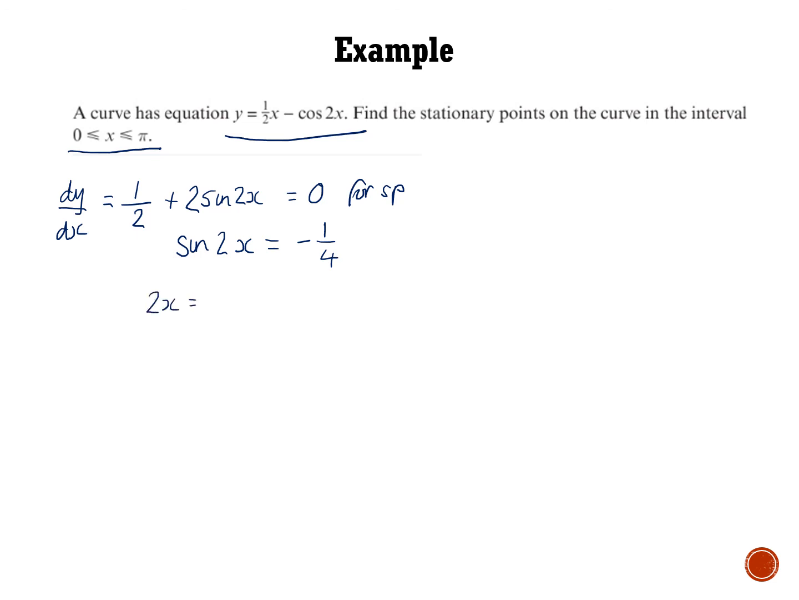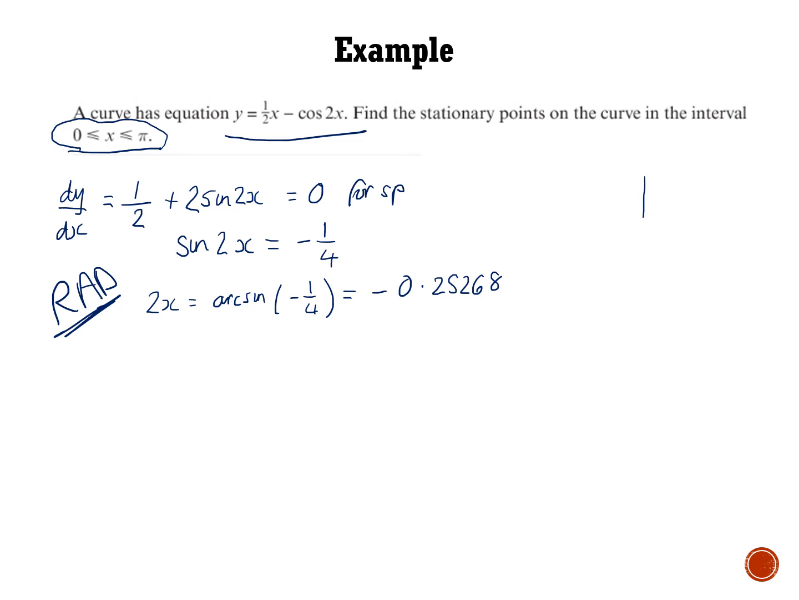So 2x equals arcsine minus 1/4. Pop that in your calculator and it will say minus 0.25268 radians. Make sure you're in radians, okay? We want our x to be in this interval here, okay? So that's not actually a valid answer. So before I do my divide by 2 to get values of x, I must use my CAST diagram to get the values I'm interested in.